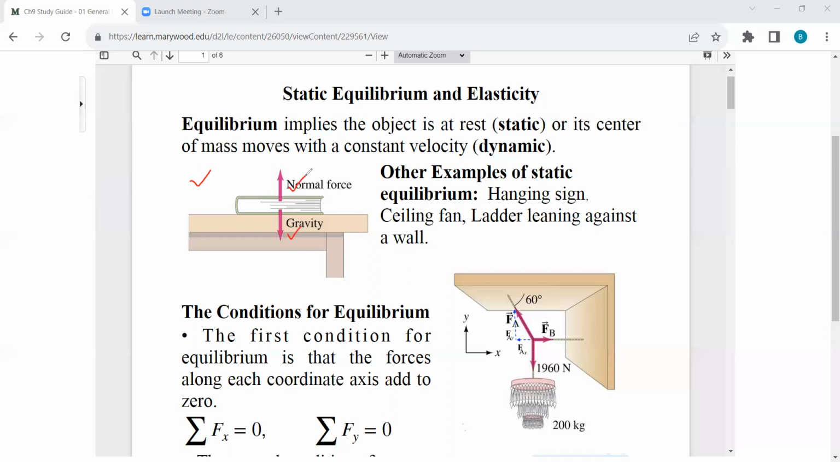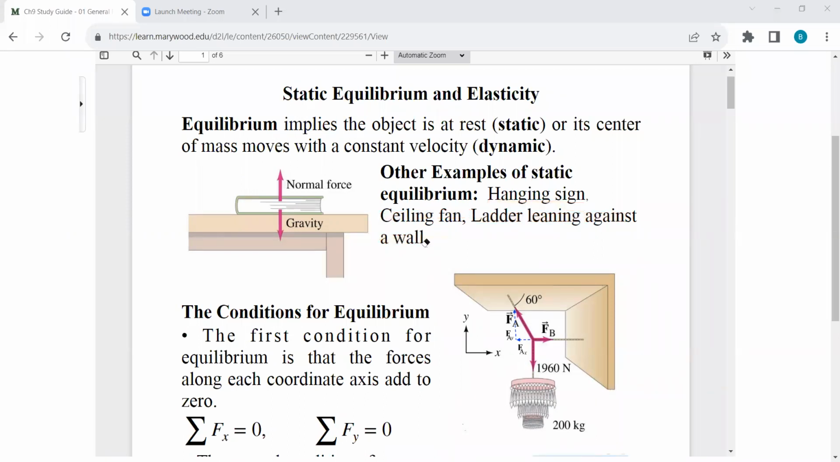Some examples: this picture shows an example. This object is at rest, so that means this is in static equilibrium. Other examples are a hanging sign, a ceiling fan, a ladder leaning against a wall. The ladder leaning against a wall is a little bit difficult problem, so probably we are not going to do that, but the hanging sign or ceiling fan we probably will solve some problems. So these are some examples of static equilibrium.